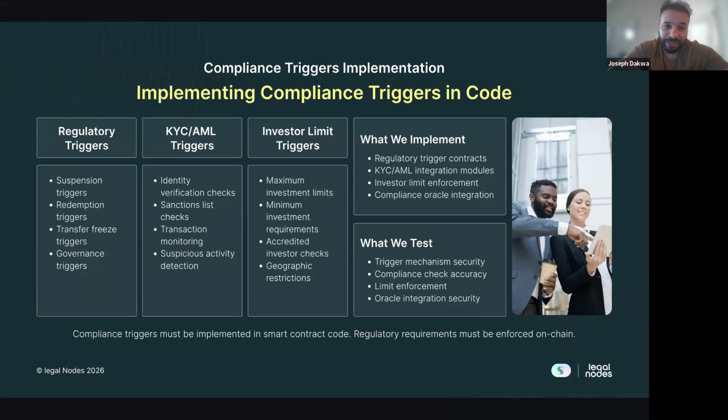Similarly to redemption, transfer freeze triggers. Again, you want to be able to freeze, like a mini pause mechanism, on a given individual's behavior or access. And same with governance as well. Say, for example, you're in the middle of a proposal and something doesn't quite look right. You want to be able to make sure that you're pausing or stopping certain governance from going through for whatever reason. Similarly with KYC and AML.